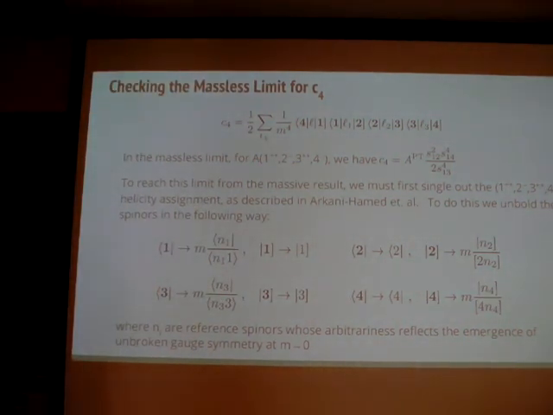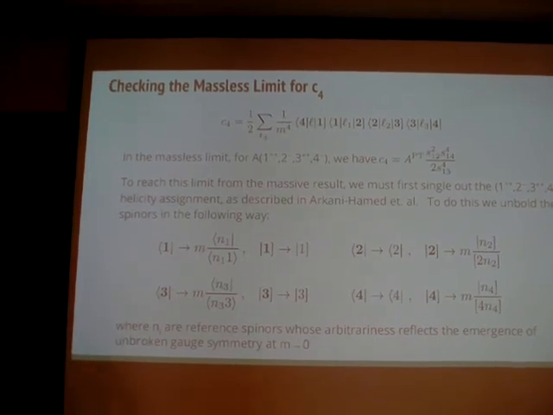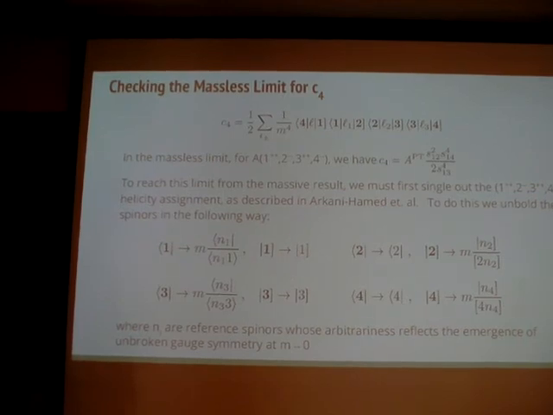Note that there was one extra consistency check that we should do here, which is that when we take the massless limit, it should reduce to the massless result that I showed you before. And here's kind of a nice thing. When I take the massless limit, this is something you can see in Nima's paper about scattering amplitudes for massive particles and spins, I'm reintroducing gauge freedom in a sense. So how do I see this gauge freedom in the spinor helicity formalism?